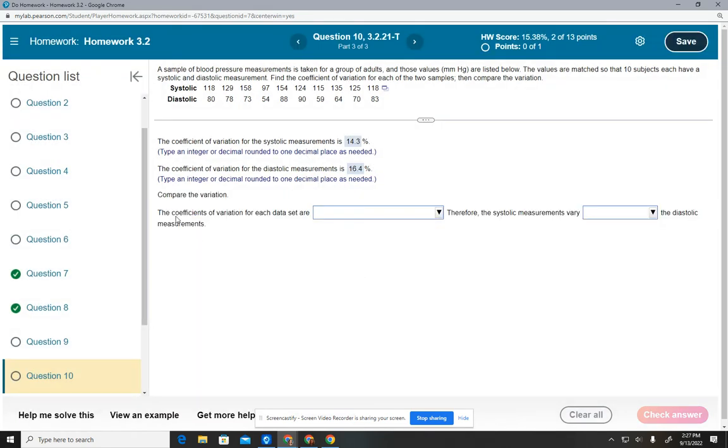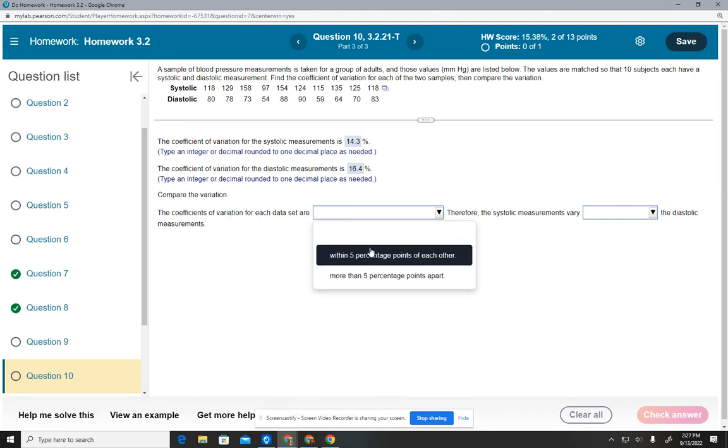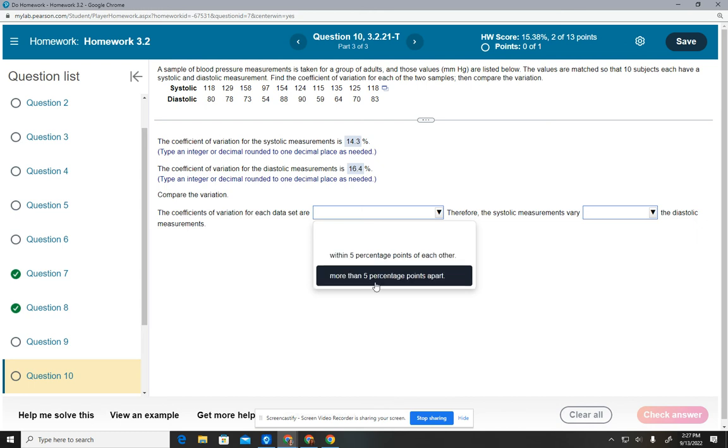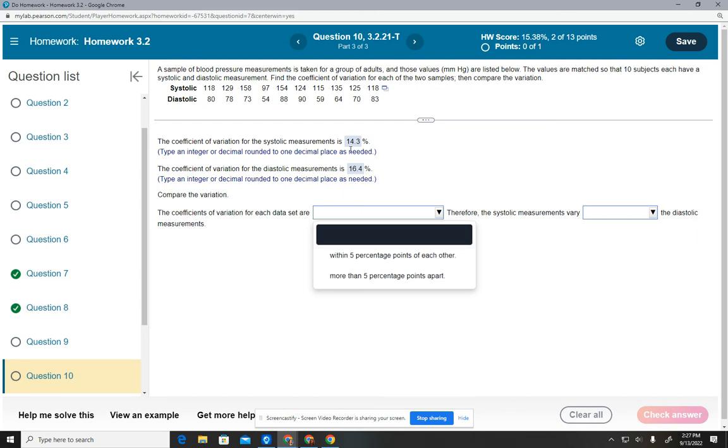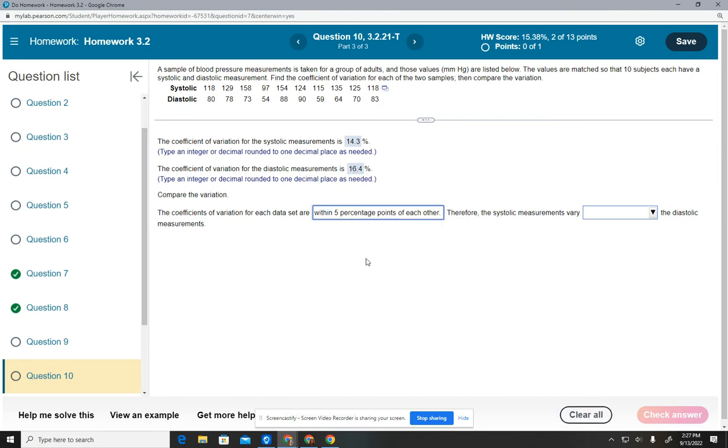Okay, so compare the variation. The coefficients of variation for each set, are they within or are they more than 5% apart? Well, look at them. It's like 2.1. So it's within 5%. So therefore they vary about the same. If they're within 5 percentage points, they vary about the same.